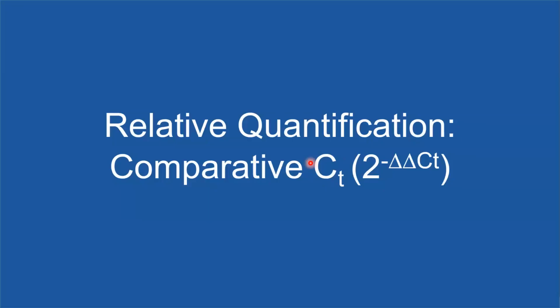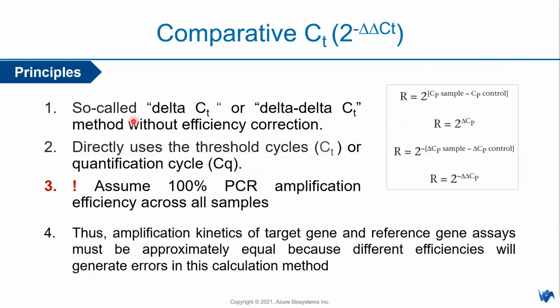Right, next, let us move to a very famous method, which is the comparative CT method. This method is also called the delta delta CT method, without any efficiency correction. These are the equations showing how we get the data. So here, work out delta CT. Delta here will be the change between the target gene minus the reference gene, and the delta delta CT will be the change of the changes itself.